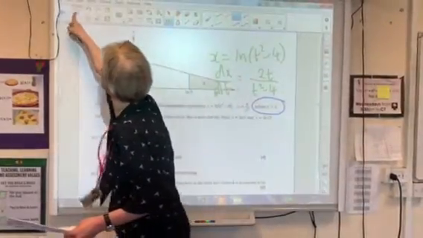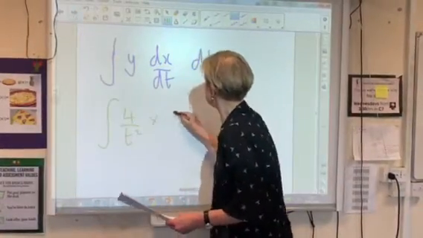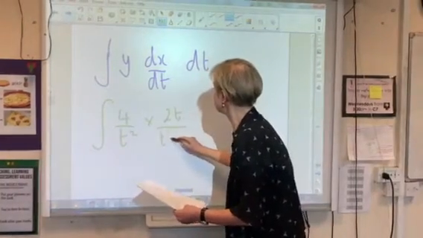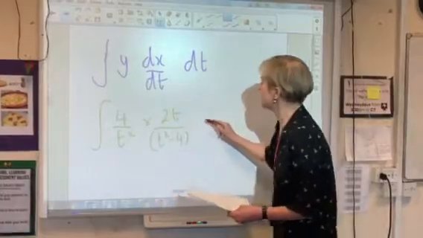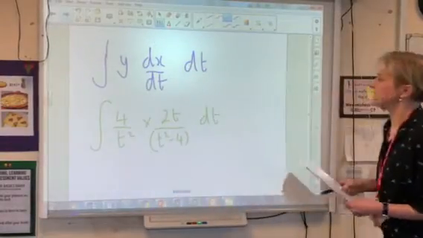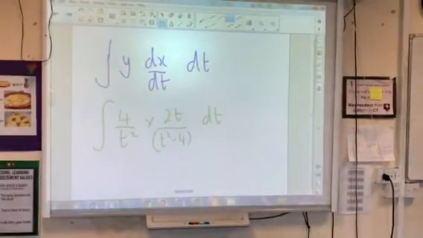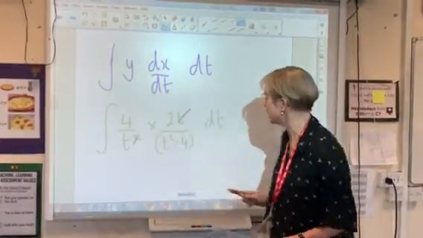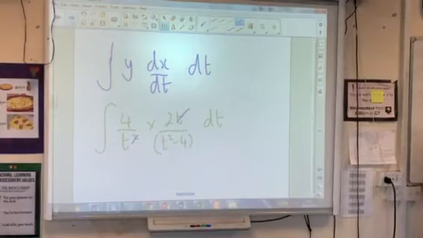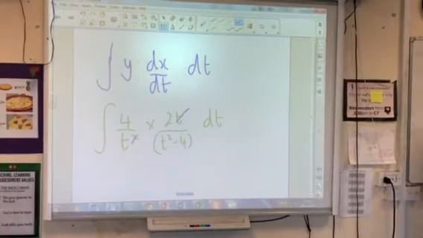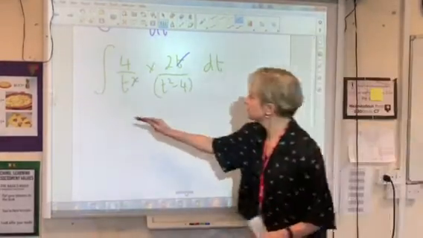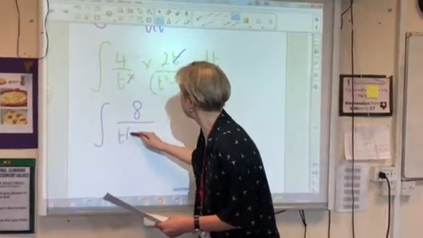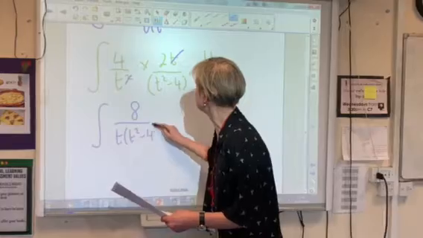So you're then going to multiply by 2t over t squared minus 4, integrating that with respect to t. So instantly you can see that those t's are going to cancel, and you're going to end up with an integral of 8 over t bracket t squared minus 4 dt.